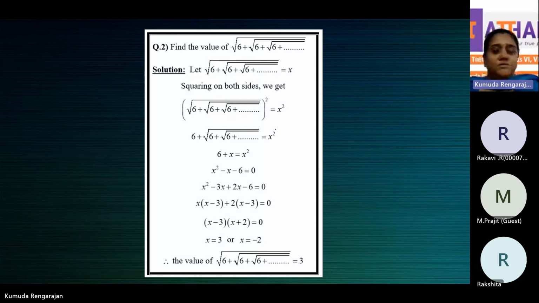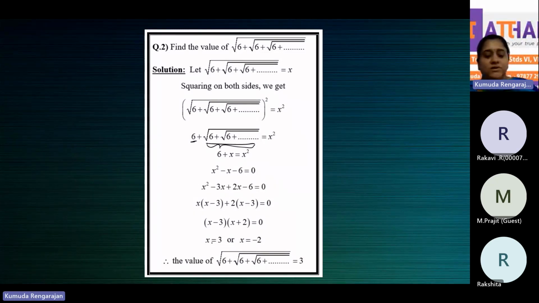Okay. Then since we have called this one as x, it will be 6 plus x is equal to x squared. And then we get a quadratic equation, split the middle term. We have x is 3 or minus 2. But when you look at this expression, you know it cannot take a negative value. So x cannot be negative 2, x is equal to 3. See, the reason we are getting a negative answer is that we have a quadratic equation.